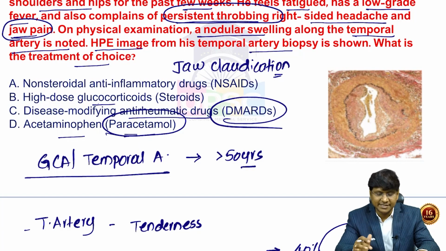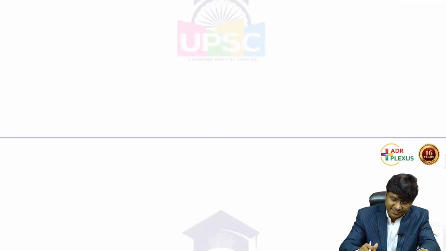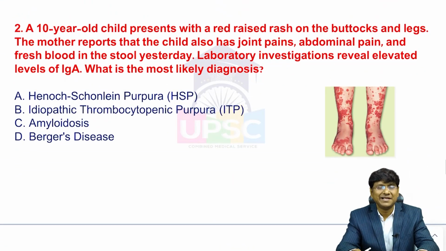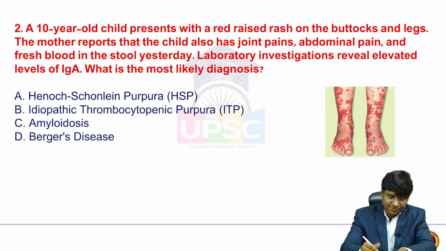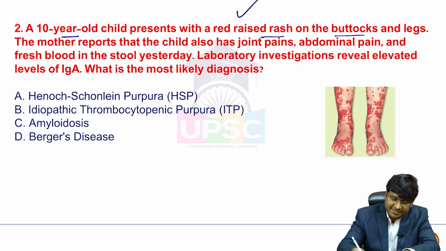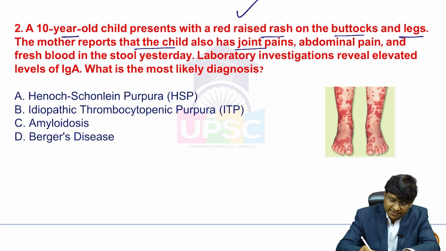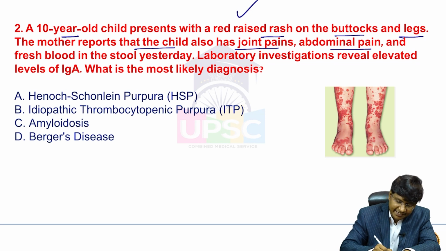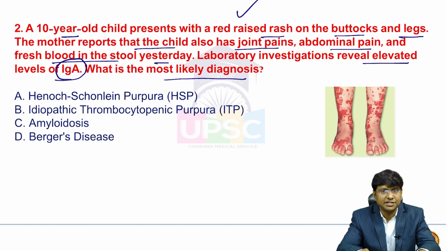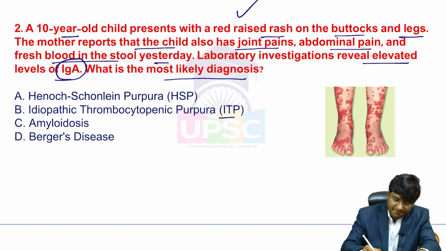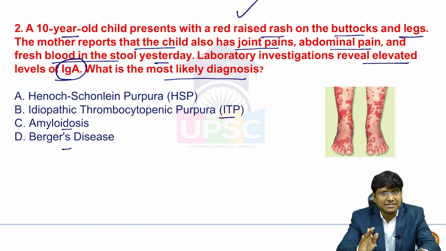Okay, so this completes the discussion of one of the important large vessel vasculitis, that is temporal arteritis or giant cell arteritis. Then you take the next important form of vasculitis. A 10-year-old child presents with a red raised rash on the buttocks as well as legs. The mother reports that the child also has joint pain, abdominal pain and fresh blood in the stool yesterday. Laboratory investigations revealed elevated levels of IgA. What is the most likely diagnosis? The options are Henoch-Schonlein purpura, idiopathic thrombocytopenic purpura, amyloidosis, and Kawasaki disease.